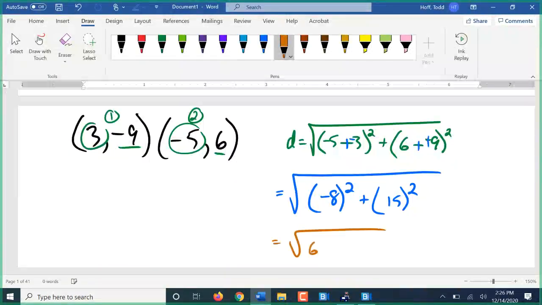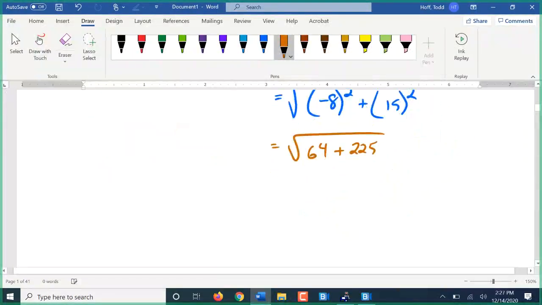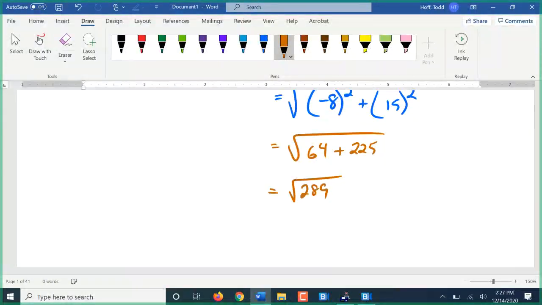8 squared is 64, and negative 8 squared is still 64. 15 squared is 225. 64 plus 225 is 289, and the square root of 289 is 17. So the distance there is 17.